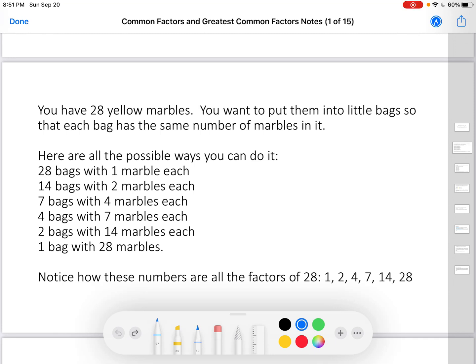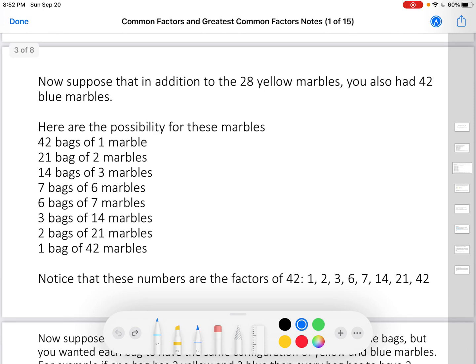So notice how these numbers are all factors of 28: 1, 2, 4, 7, 14, and 28. Okay. So now, let's suppose that in addition to the 28 yellow marbles, you also had 42 blue marbles. Here are the possibilities for these marbles.